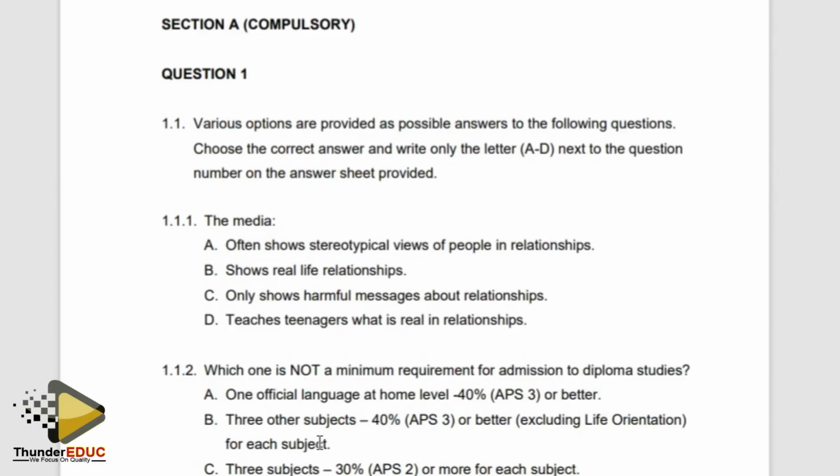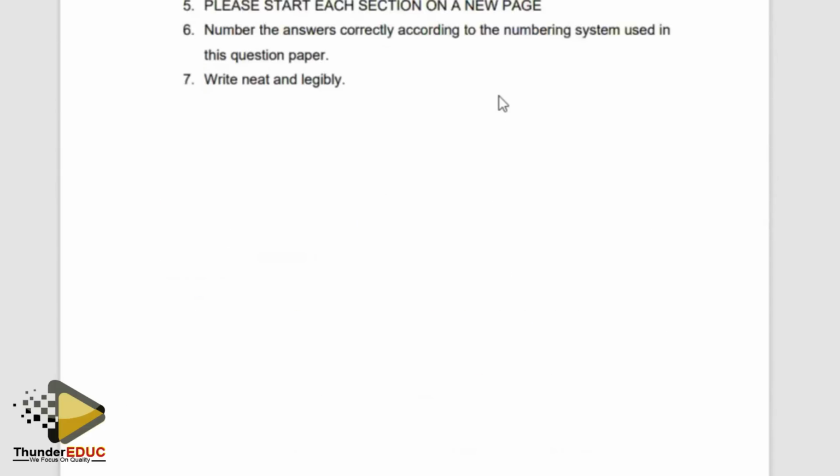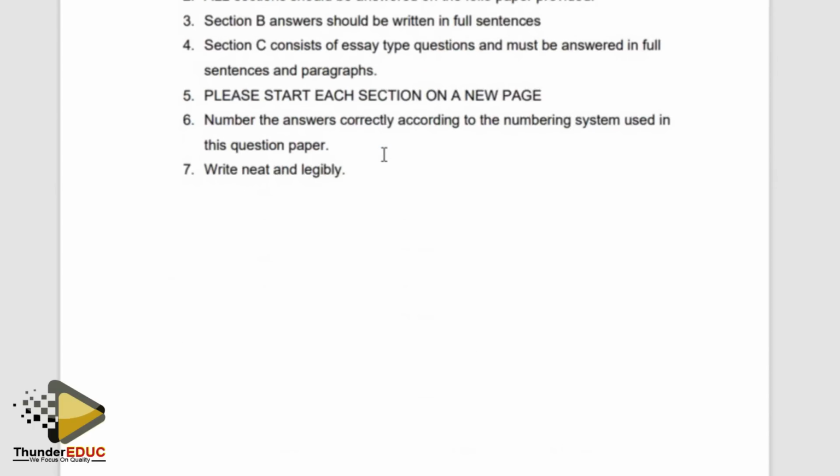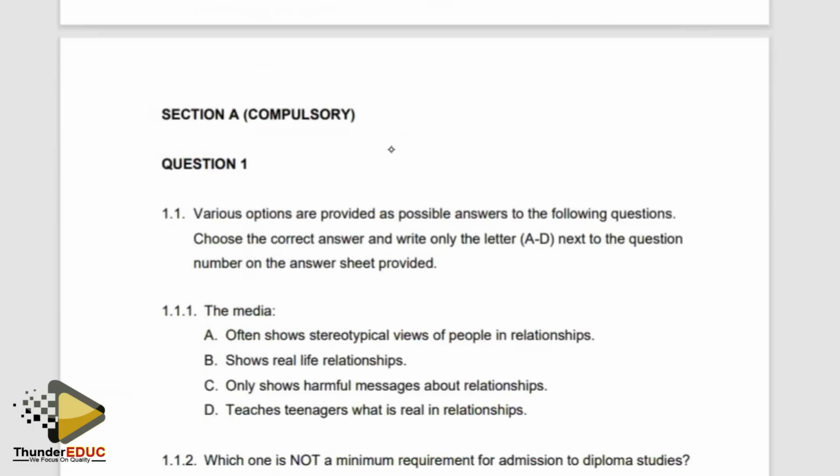So the first question here, section A is compulsory. When you look at the instructions, we have section A out of 20 marks, compulsory, section B out of 40 marks, compulsory. And in section C, you choose any of the two, meaning this question paper is out of 80 marks. So let's look at section A, question 1.